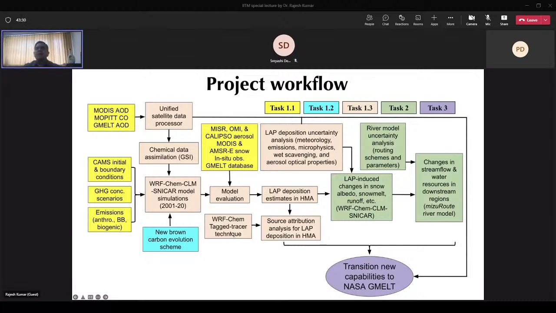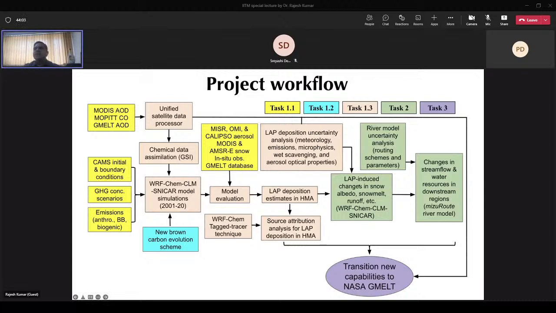And then we have also developed a tag tracer technique within the model to look at the source attribution analysis for LAP deposition in the Himalayas. So the idea behind this source attribution exercise is to understand what Asian countries are contributing the most to light absorbing particle deposition in high mountain Asia. We also plan to do an uncertainty analysis so that we can understand uncertainties in the LAP induced changes in snow albedo, snow melt, and runoff, etc.